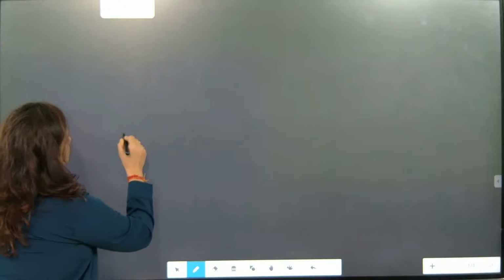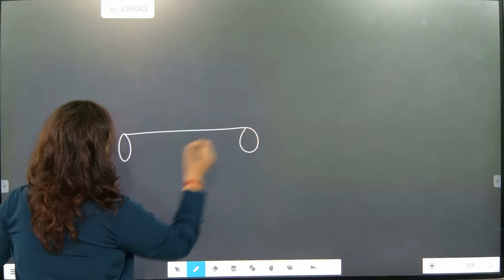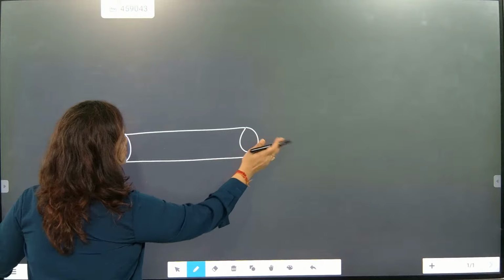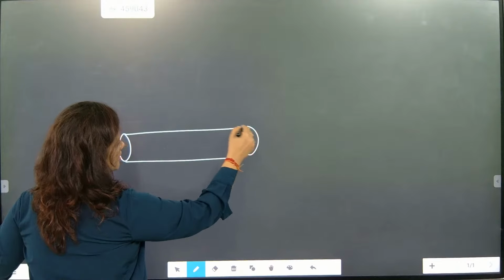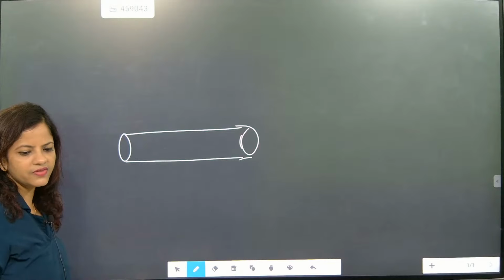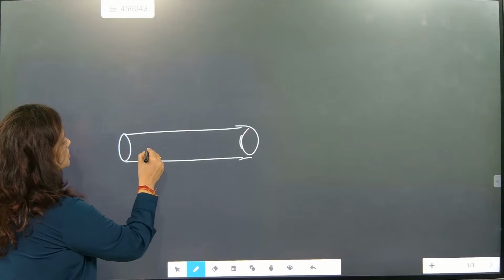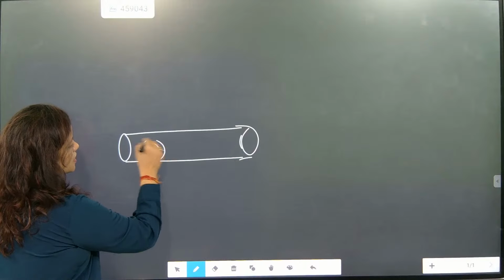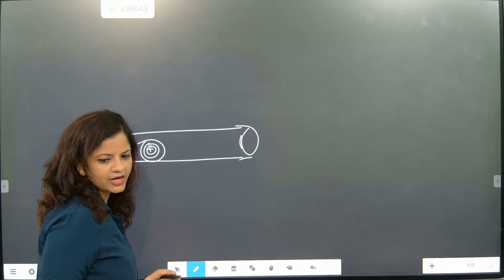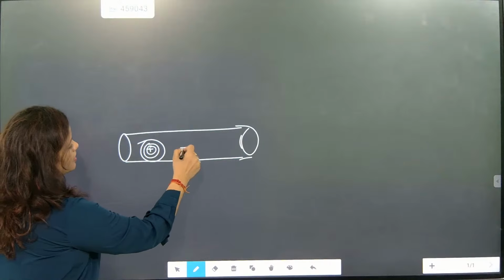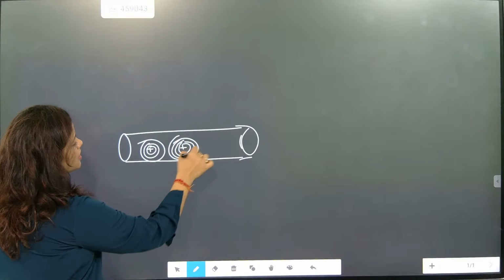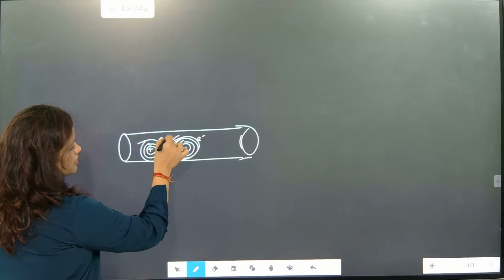See, understand, this is a conducting wire. In this conducting wire, atoms are there, and these are the structure of atoms. In this structure of atoms, what happens is that the outermost orbit electrons are there. Got it?